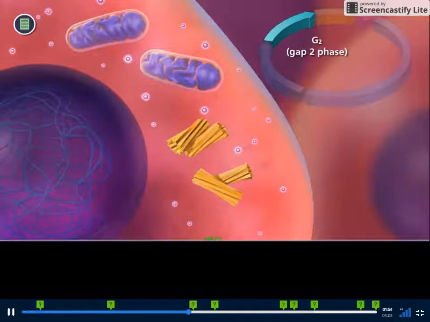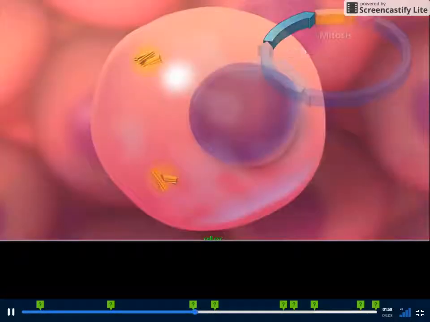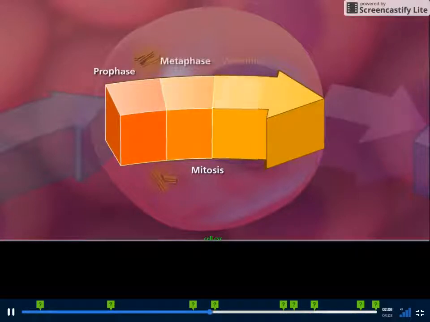Most eukaryotic cells spend a great deal of time in interphase and a very short period of time actually dividing, a process called mitosis. The cell is now ready to go through mitosis, which consists of prophase, metaphase, anaphase, and telophase.